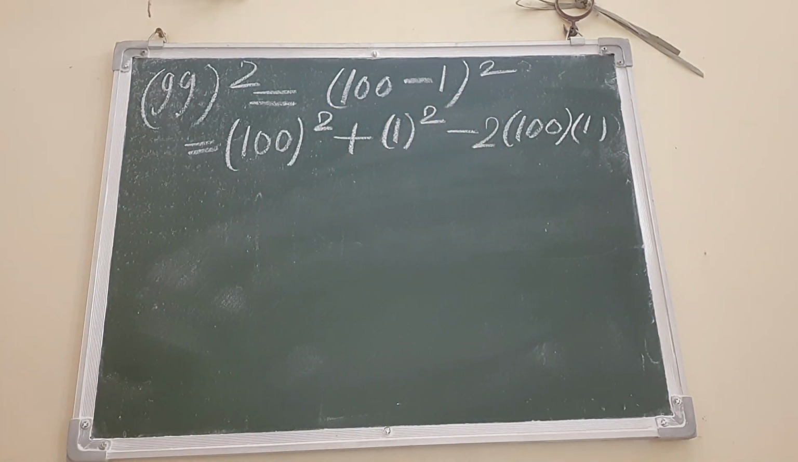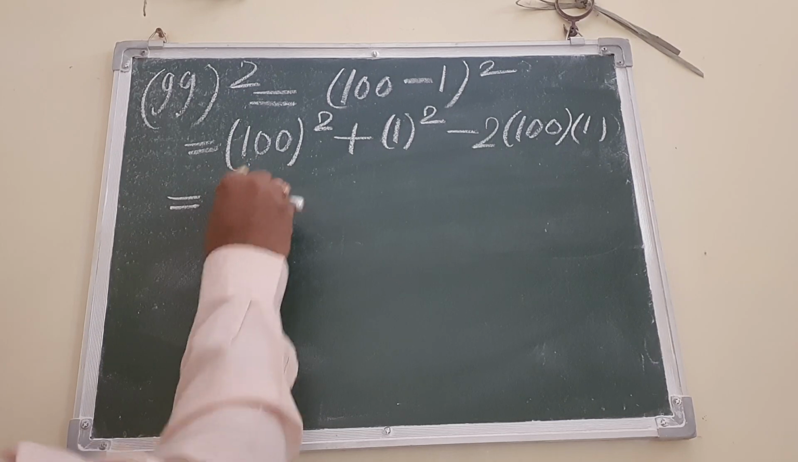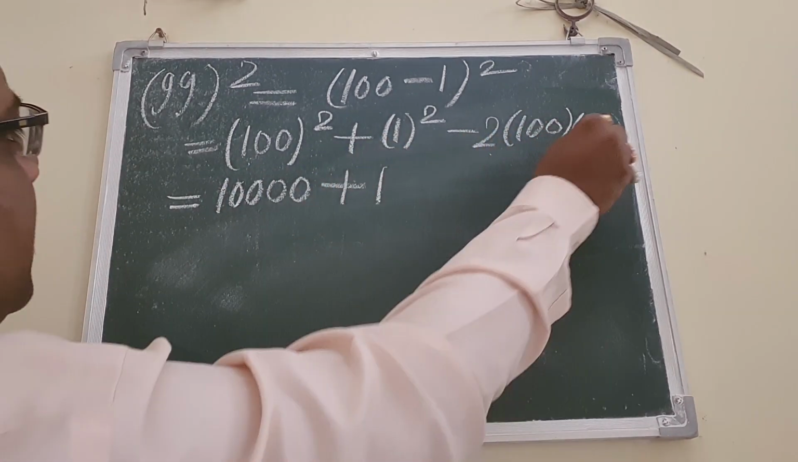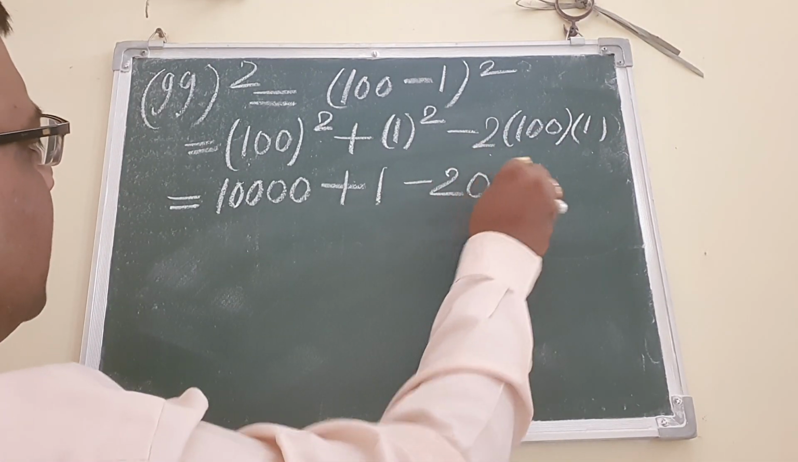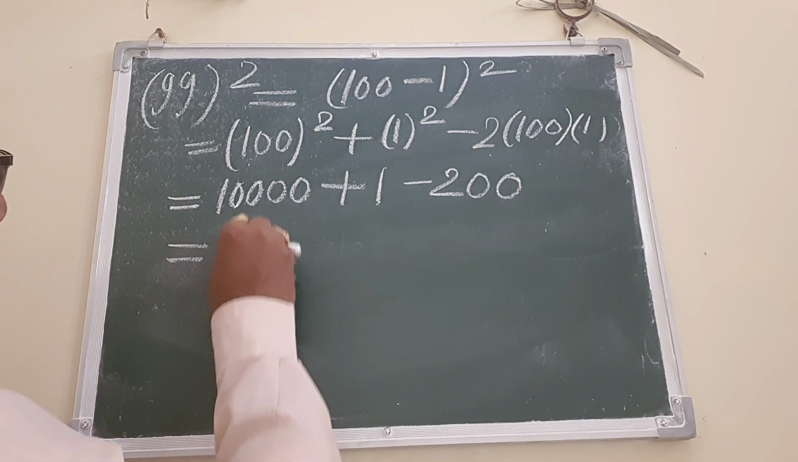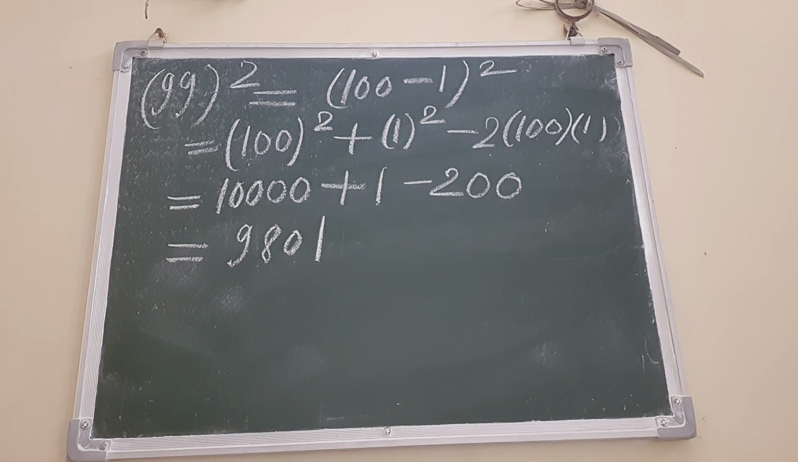So I think this much you all might have understood. So now we can write 100 square as 10000, plus 1, minus 2 into 100 into 1, that is 200. So it becomes 9801. This is our value. This is the square of 99. So I think you all might have understood this question.